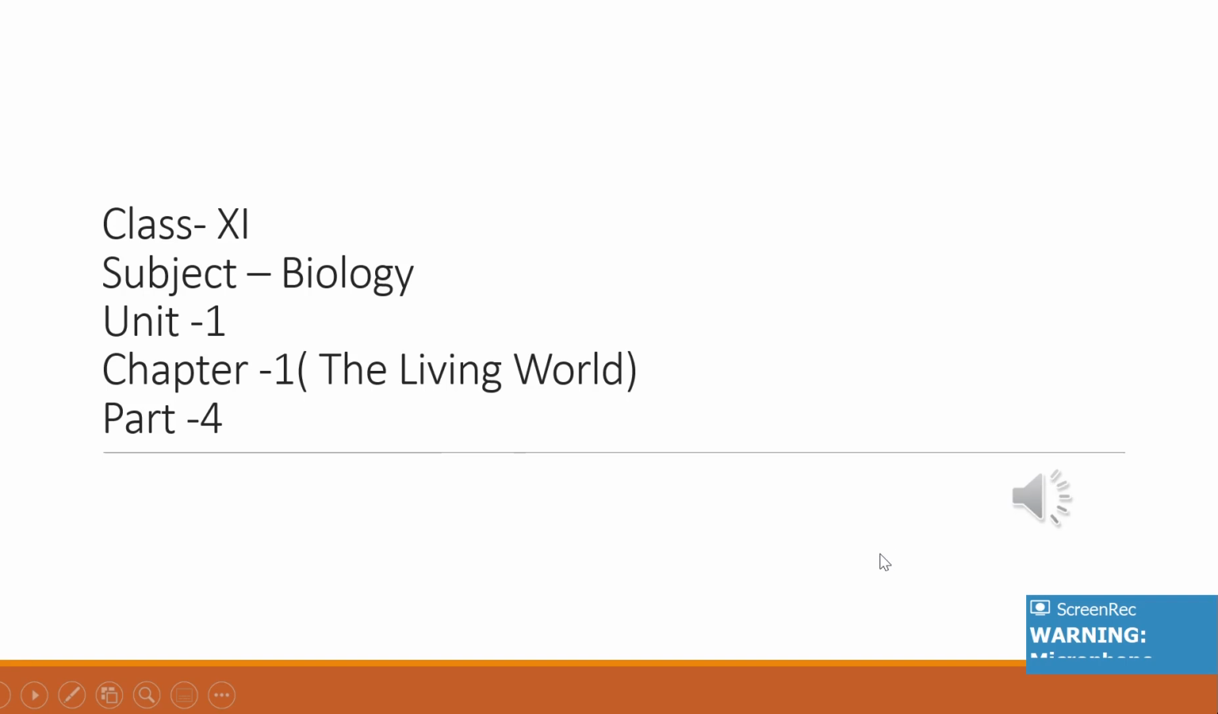Hello students, this is our chapter 1, the living world. Today we'll study taxonomical aids, like herbarium, botanical garden, museums and zoological parks, and taxonomic key, etc.